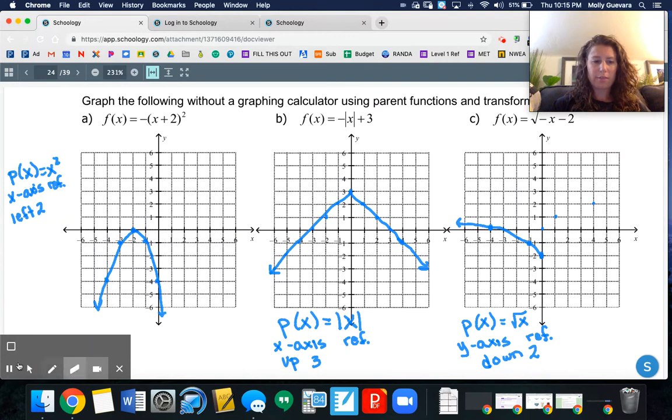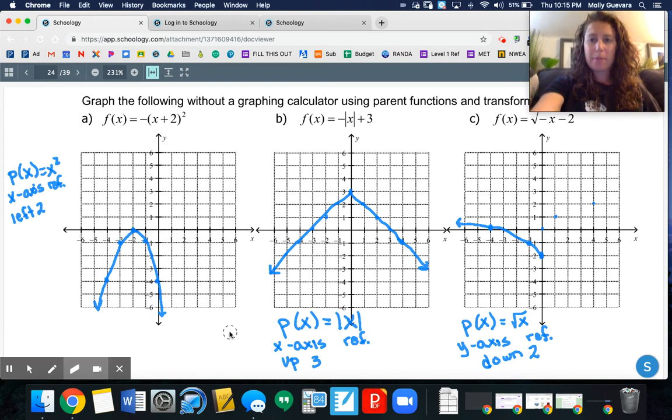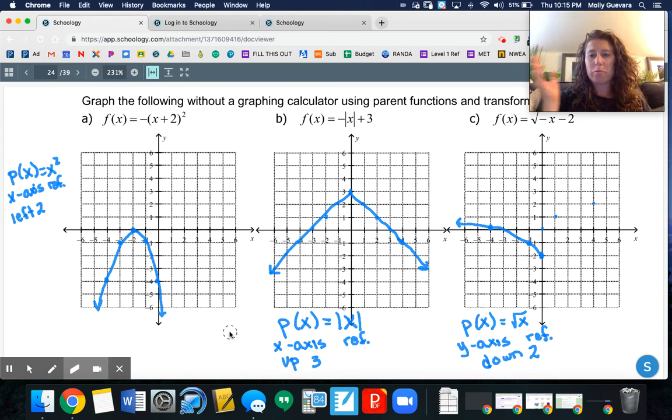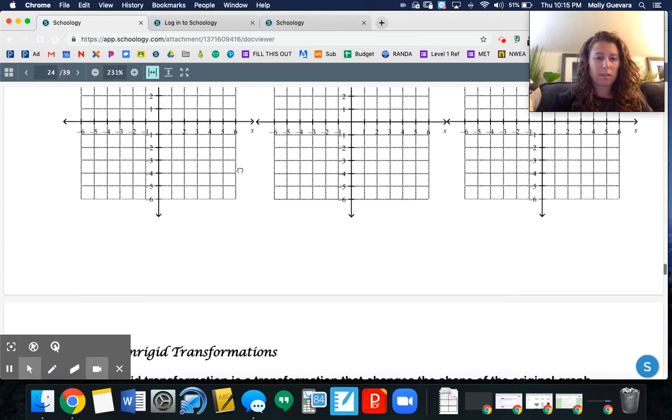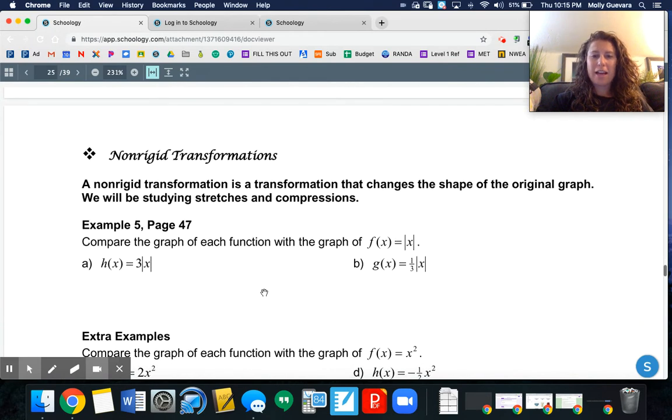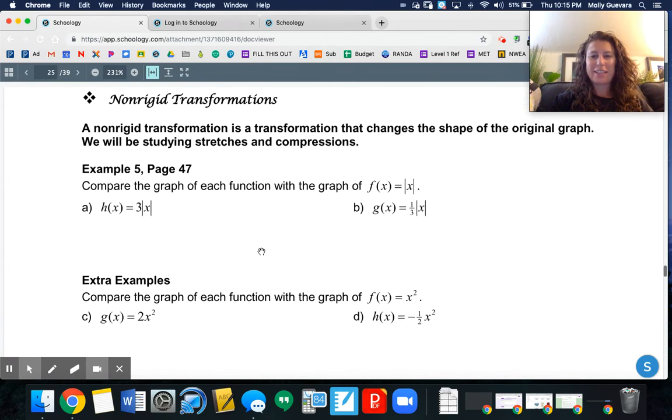So we're going to add on now. Now we're going to add what happens if the graph becomes wider or more narrow. Okay, what do I do then? So we're kind of getting close, okay? So the next thing that we're going to look at is non-rigid transformations.